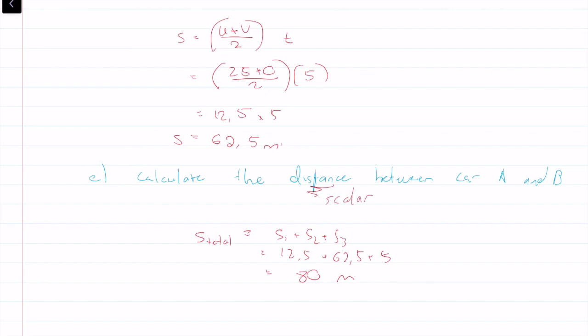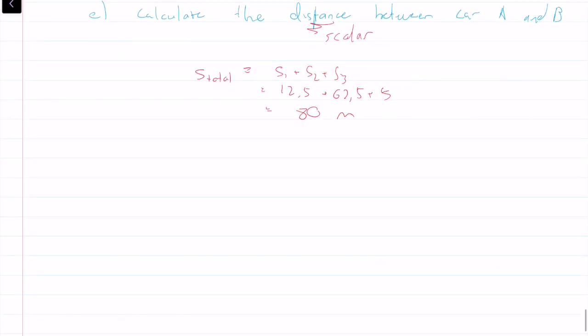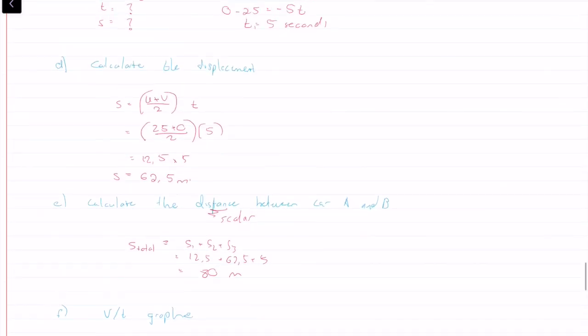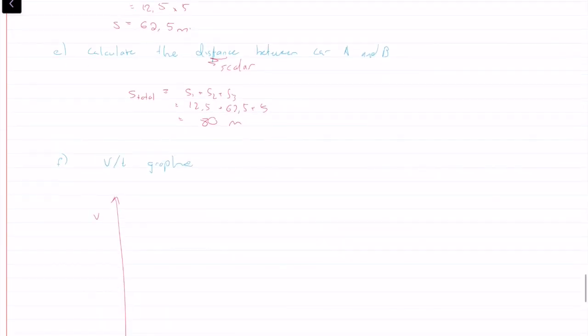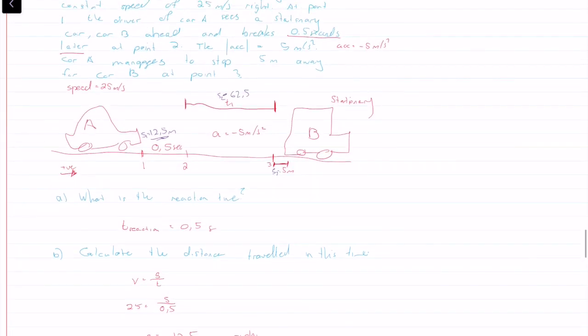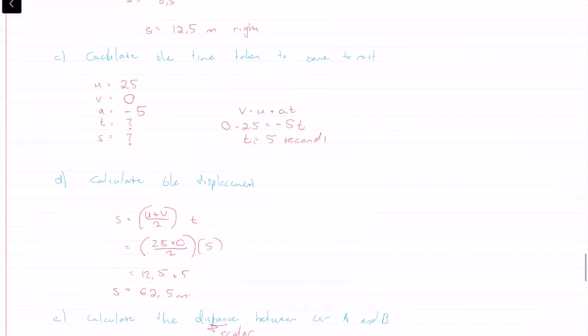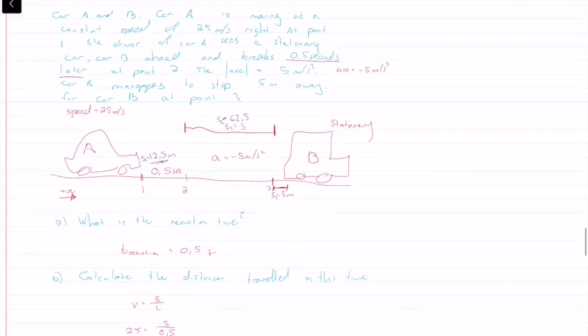Okay, and lastly, as I'm sure you predicted as well, we want the velocity time graph. So what would the velocity time graph look like? So we know at time equals 0, our initial velocity is 25 meters per second. At time t1, which came out as what? 5 seconds. t1 equals 5 seconds.